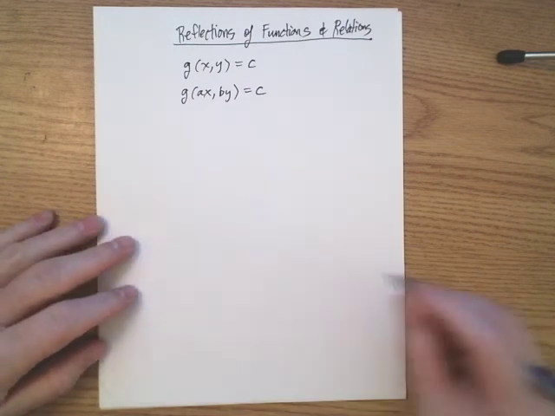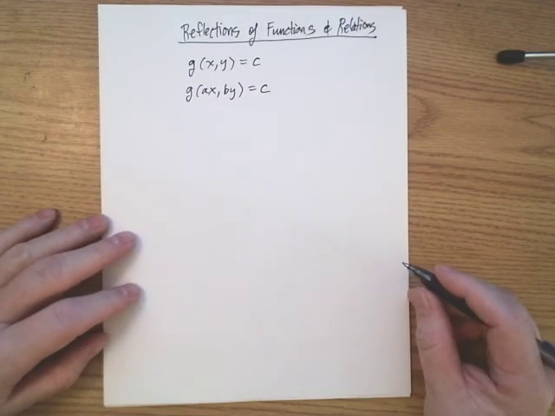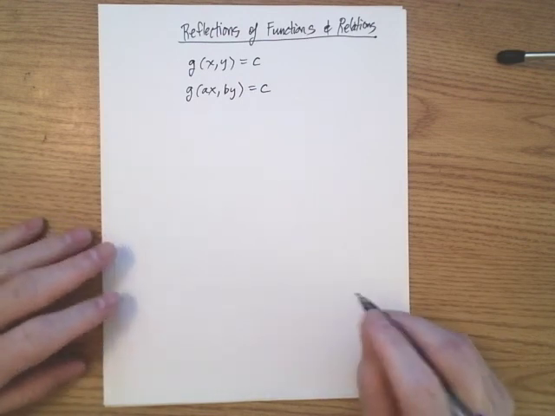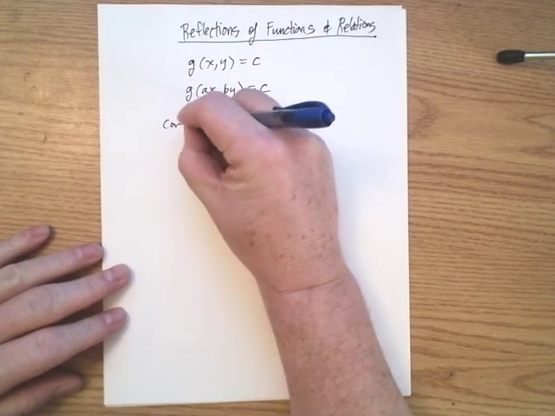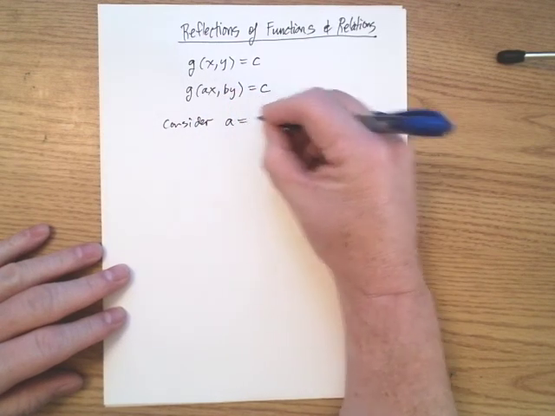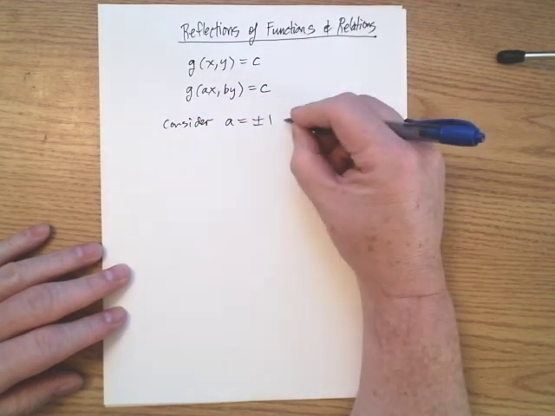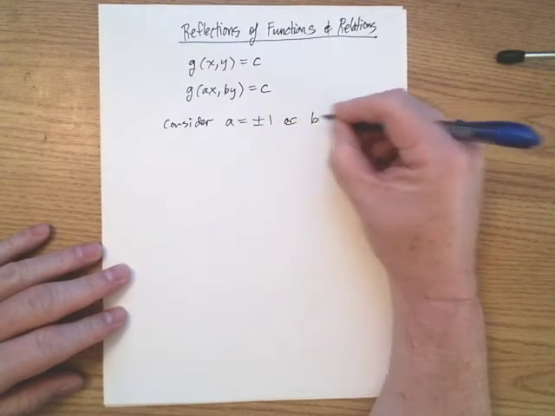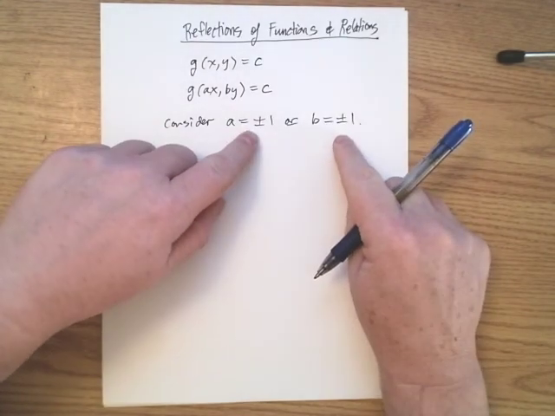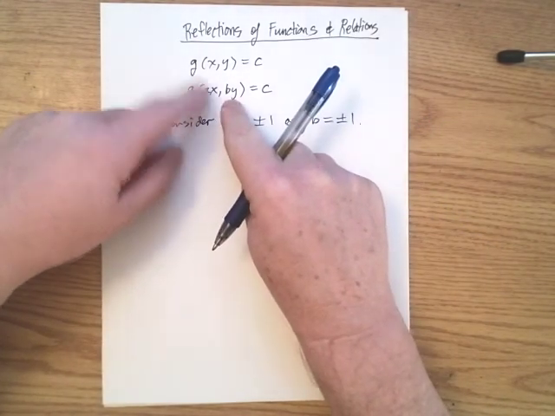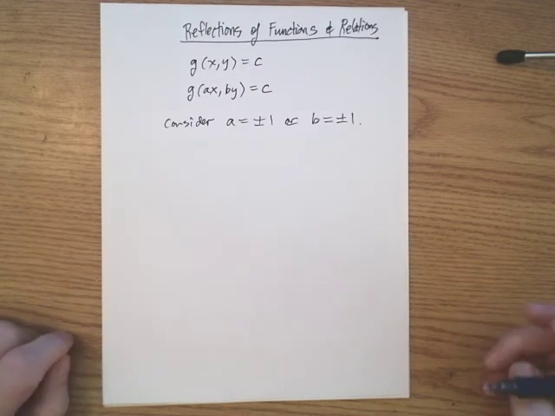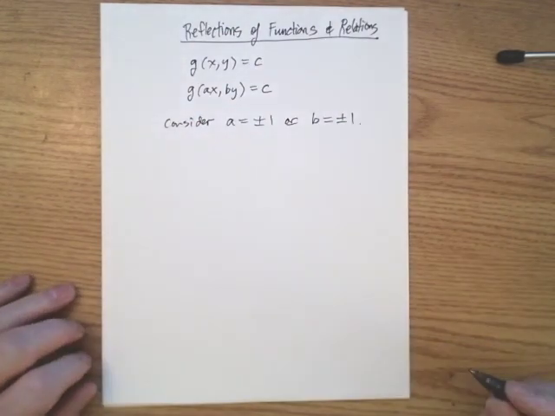Okay? So what I'm going to do here this time, instead of general a and b quite yet, we're going to be thinking of a and b as either plus or minus 1. Consider a equals plus or minus 1 and or b equals plus or minus 1. Okay, the case where a and b are both 1 would be totally uninteresting. It would be exactly the same relation we had before. Okay, but this is going to be the general idea we'll be looking at here.